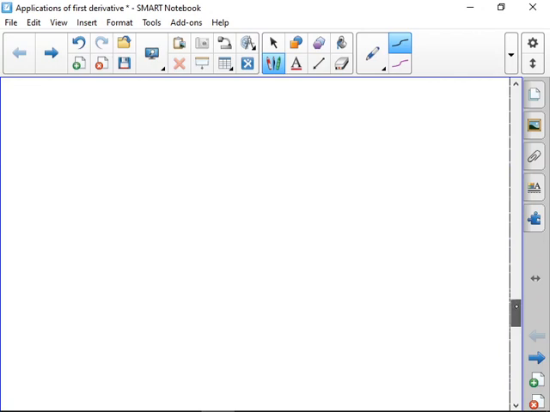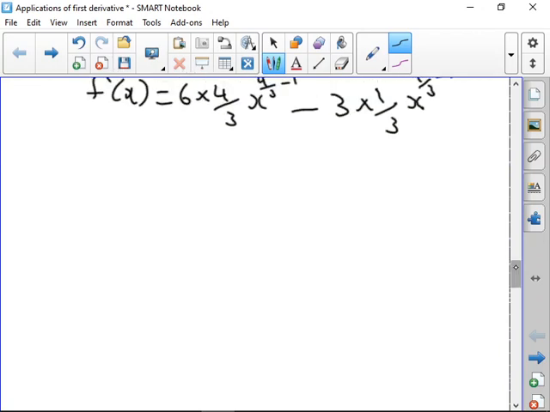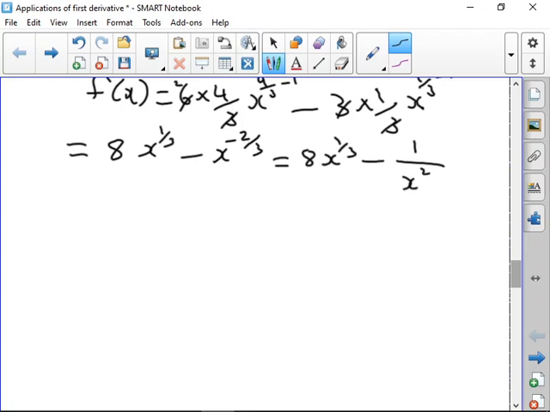So what is it? It is equal to 3 goes here 2 times, so 2 4s are 8 x power, taking LCM, 3 is LCM, so 4 minus 3 is 1, so you get 1 by 3. Minus 3 gets cancelled, x power 1 by 3 minus 1, so x power minus 2 by 3, is it? So how will you write this now? This is equal to 8x power 1 by 3 minus 1 by x power 2 by 3.